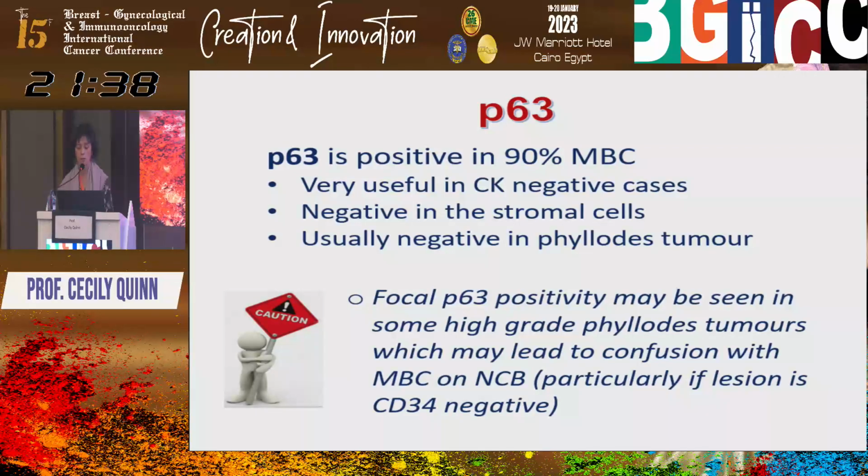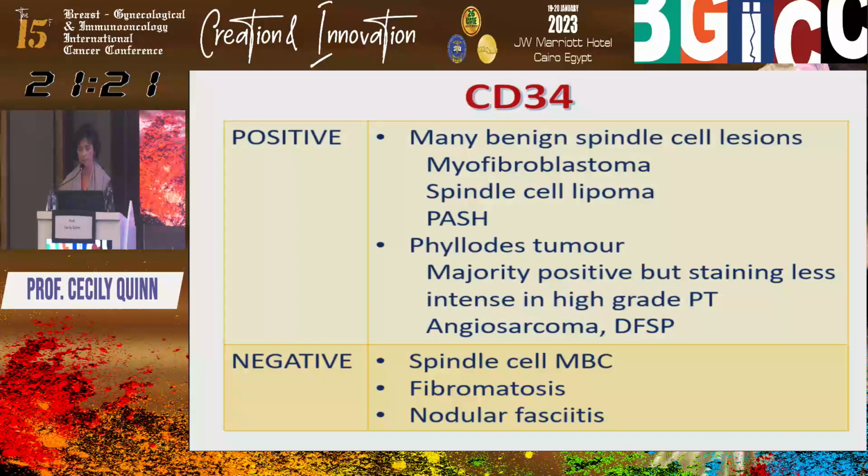However, again, caution, we may see focal P63 positivity in some high-grade Phyllodes tumors, and that may lead to confusion with metaplastic carcinoma on a core biopsy, particularly if the spindle cell lesion is CD34 negative. CD34 is a very helpful antibody. It's positive in many benign spindle cell lesions such as myofibroblastoma, spindle cell lipoma and PASH.